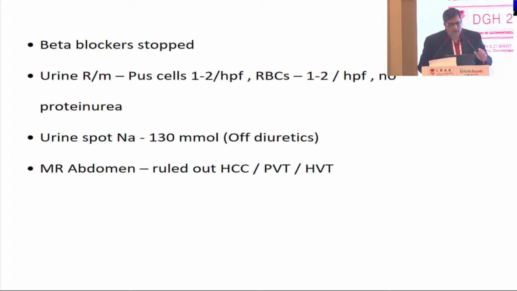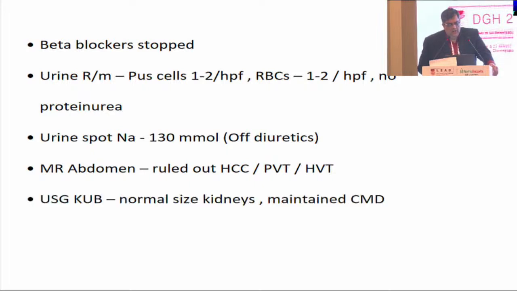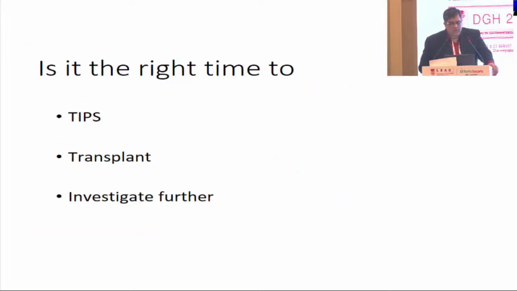But in this patient, we stopped the beta blockers. We decided to investigate this patient further as to what is going wrong. Urine routine showed no UTI. Urinary spot sodium was 130 millimoles. The MR abdomen was done to rule out HCC, portal vein thrombosis, and hepatic vein thrombosis, and there was nothing. Ultrasound showed normal sized kidneys, maintained CMD. 2D echo was done, which was normal, to rule out any cardiac pathologies.